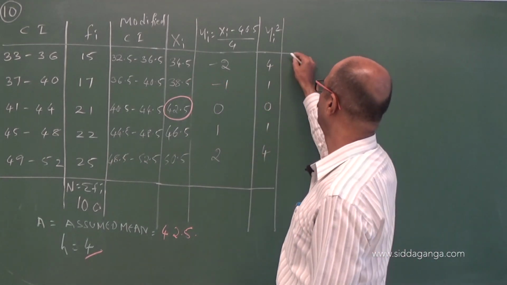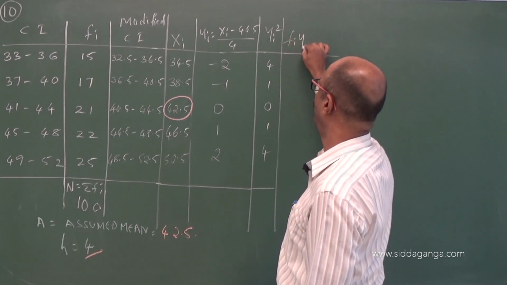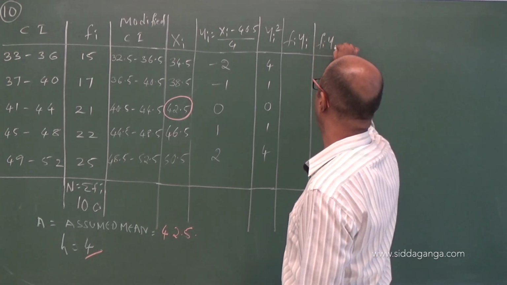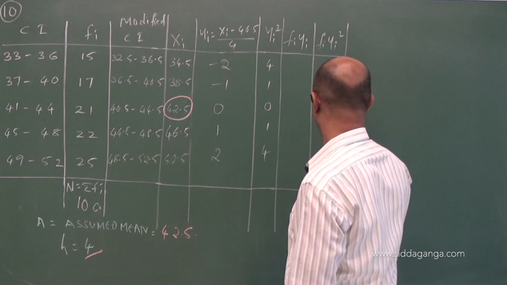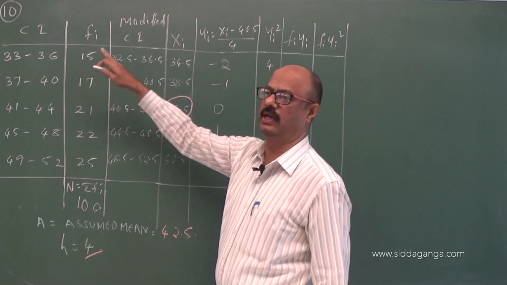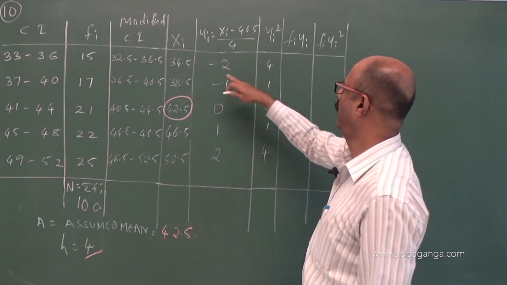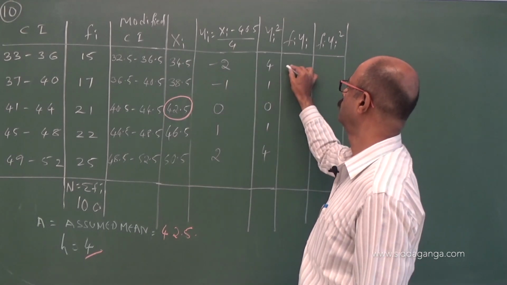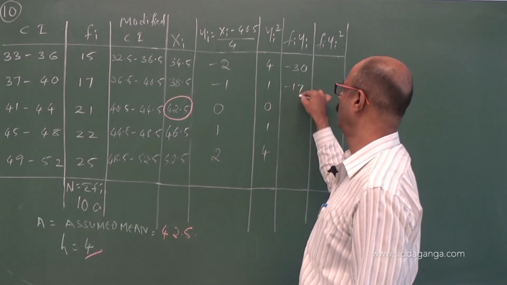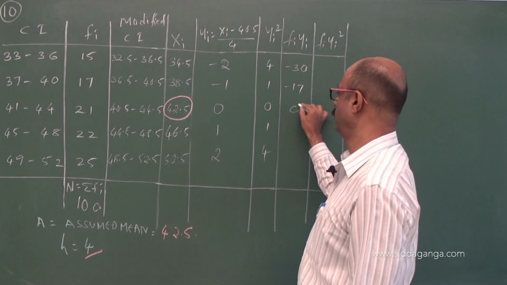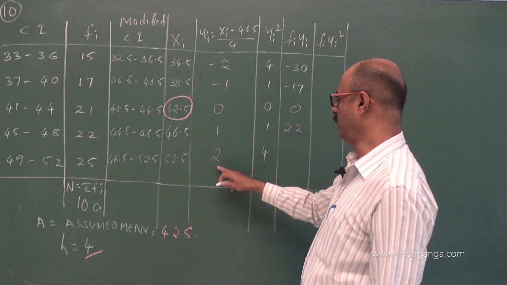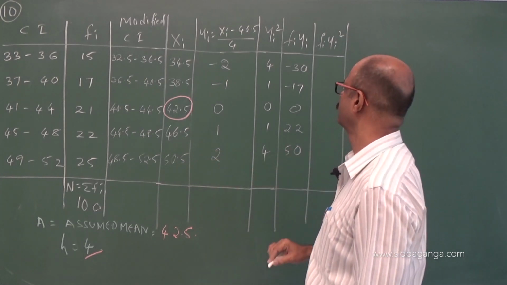Next we will multiply with frequency. One is fi into yi and the other is fi into yi square. Here we find fi is 15 and here yi is minus 2. 15 into minus 2 you will get minus 30. 17 into minus 1 you will get minus 17. 21 into 0 you will get 0. 22 into 1 you will get 22. 25 into 2 you will get 50, like this.